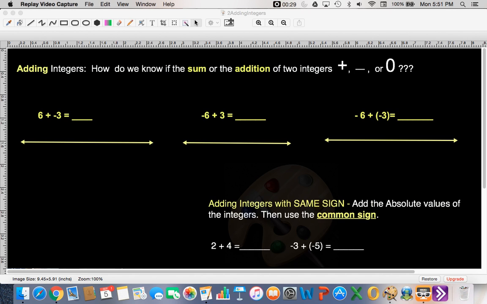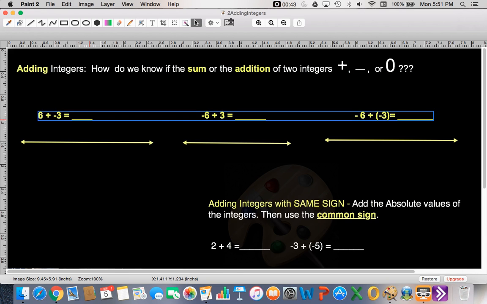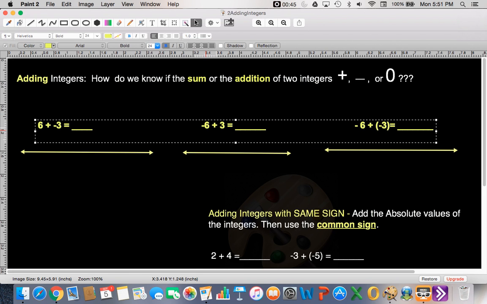First, we're going to use the number line. And later on, we're going to use some rules of adding integers. In order to use the number line, we're going to have these three examples: 6 plus negative 3, negative 6 plus 3, and negative 6 plus negative 3.